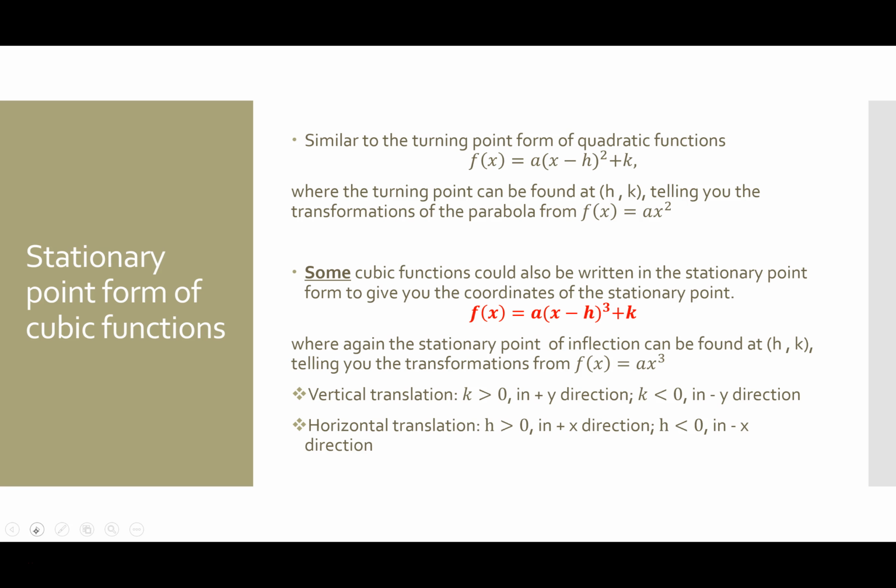There's also a translation in the horizontal direction. If h is greater than 0, the direction will be in positive x, and if h is less than 0, it will be shifted in the negative x direction. So it's again exactly the same thing as what we did in the turning point form of quadratic equations.